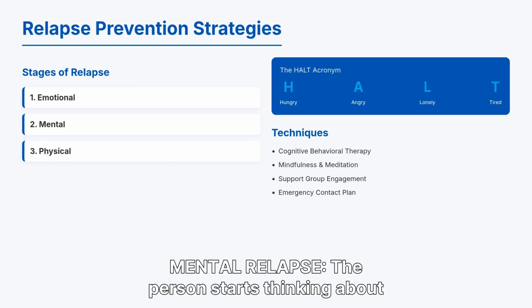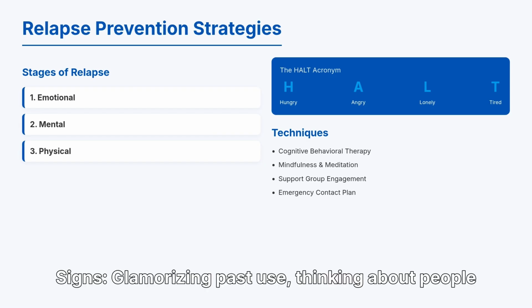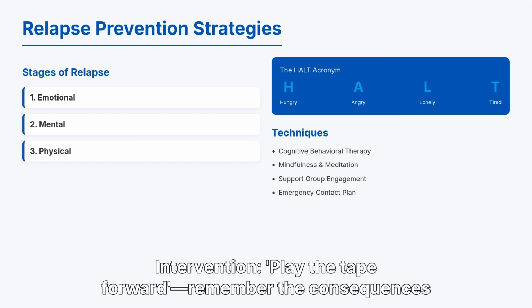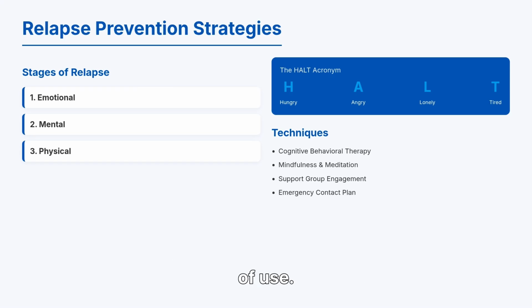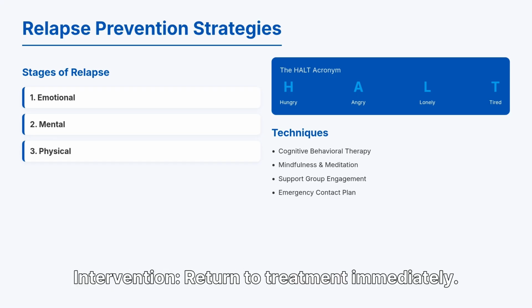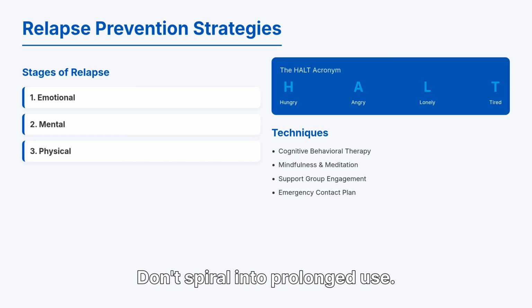Intervention: return to basics, sleep, nutrition, meetings, talking about feelings. 2. Mental relapse. The person starts thinking about using. Signs: glamorizing past use, thinking about people or places associated with use, planning a relapse. Intervention: play the tape forward, remember the consequences of use, call a sponsor, attend a meeting. 3. Physical relapse. The person actually uses the substance. Intervention: return to treatment immediately. Don't spiral into prolonged use.